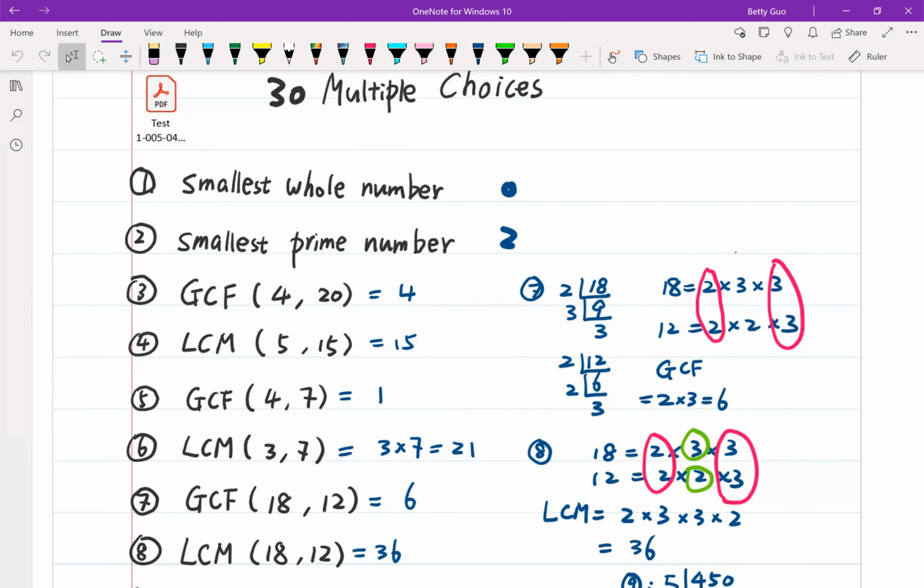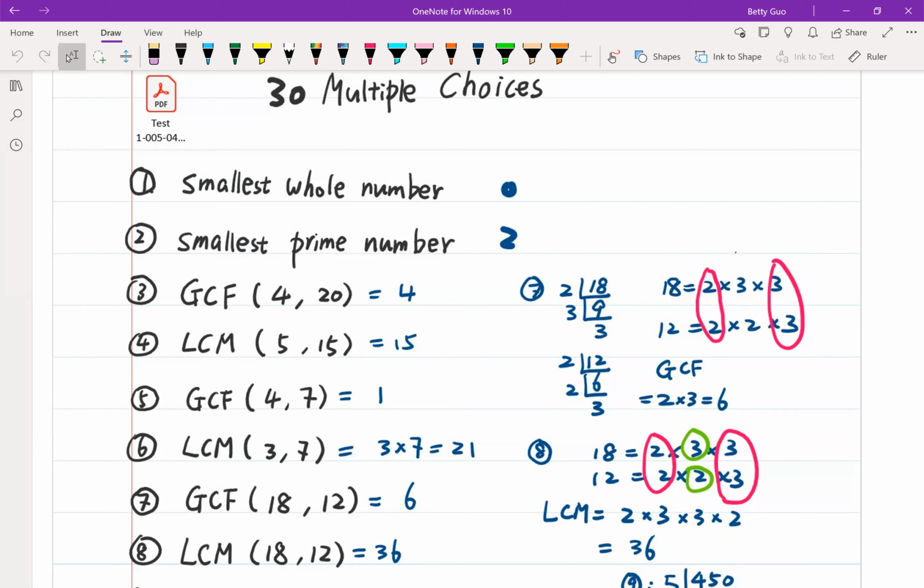Number 6, least common multiple of 3 and 7. 3 and 7 are mutually prime. The least common multiple of two mutually prime numbers is their product. So the LCM here is 3 times 7, 21.